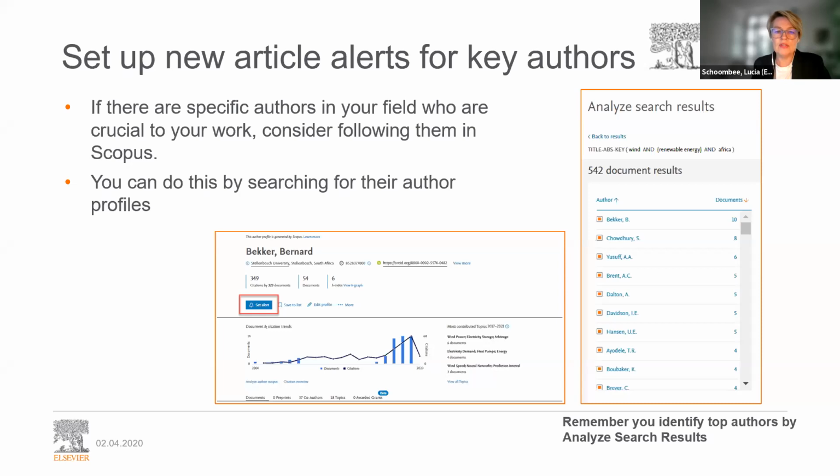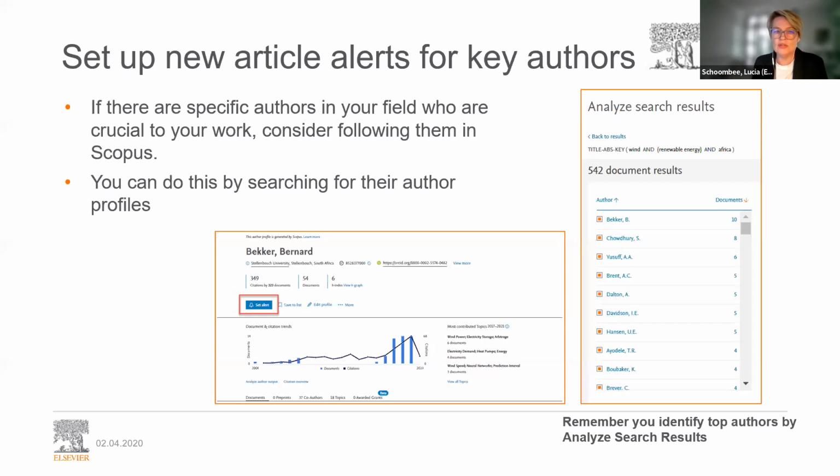So remember also that you can identify the top researchers in your field by using analyze search results. When you do your search, there's an option, analyze search results, and Scopus will tell you who the leading authors are in your field or that field of research, right? So I've selected the top researcher.